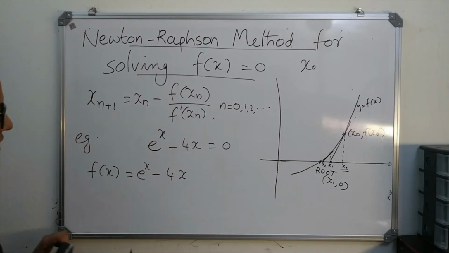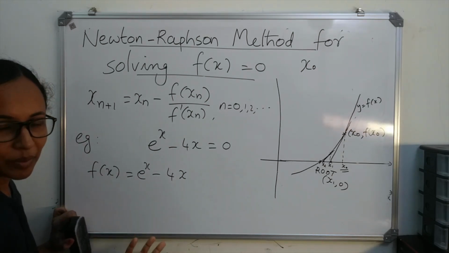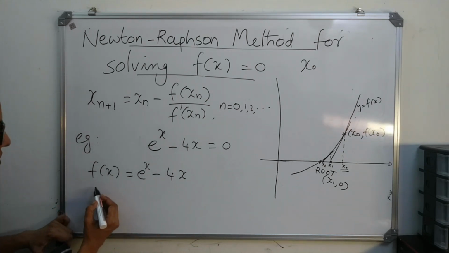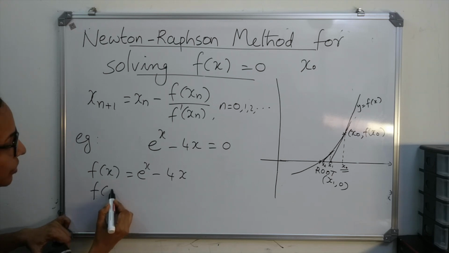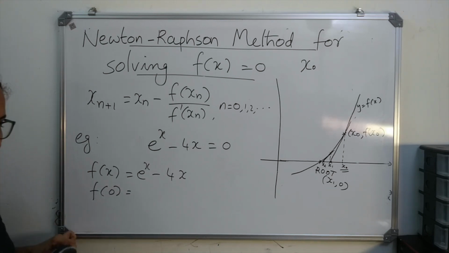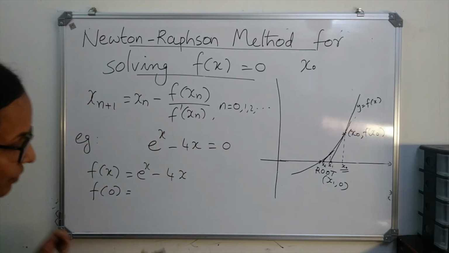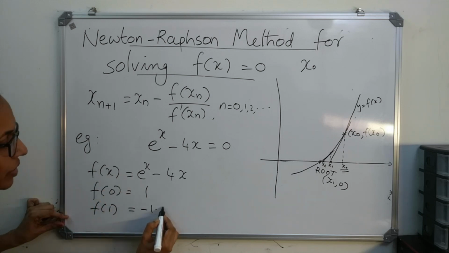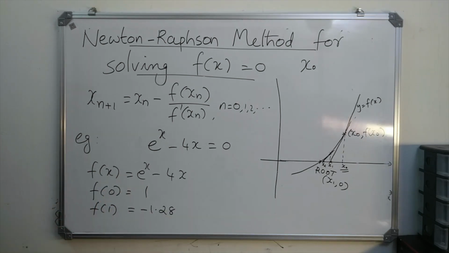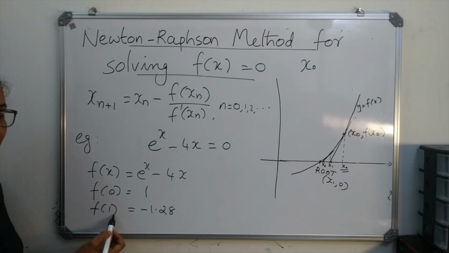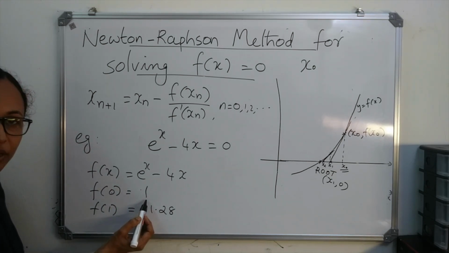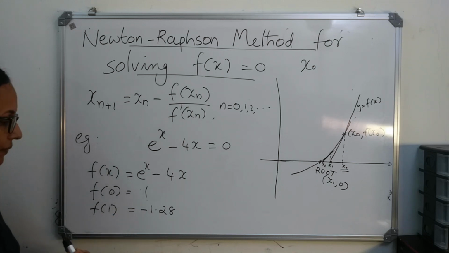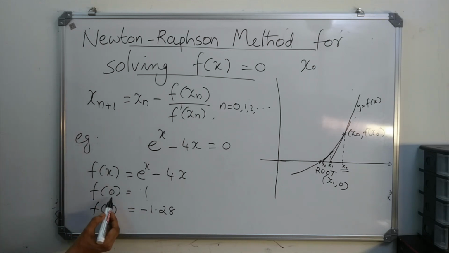This is only one method; there may be different methods actually. What we can do is find f of 0, which you will get as 1. Then you find f of 1, which is minus 1.28. You see, f of 0 and f of 1 are of opposite signs; one is positive, the other is negative. So we can say that there is a root between 0 and 1.